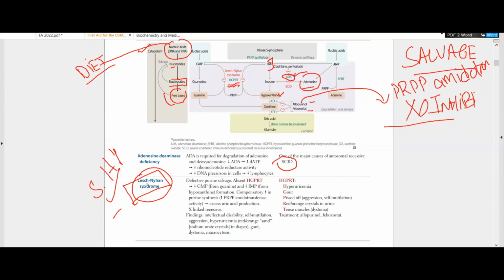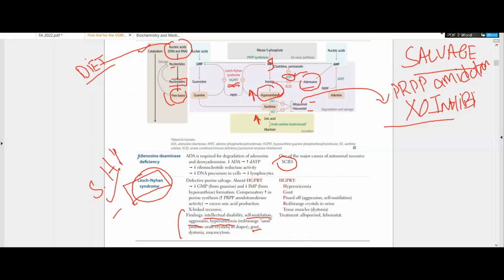In Lesch-Nyhan syndrome, patients present with intellectual disability, self-mutilation, aggression, hyperuricemia, and gout. Why gout? Because of the increased production of uric acid. Hypoxanthine is not converted back into IMP. There is increased hypoxanthine, which is converted into xanthine and ultimately into uric acid, and uric acid crystals accumulate in the joints.